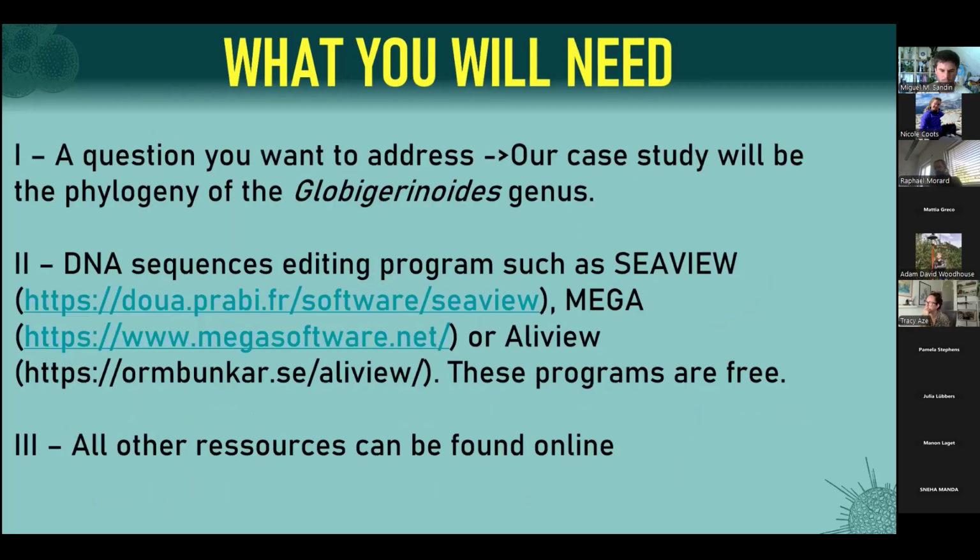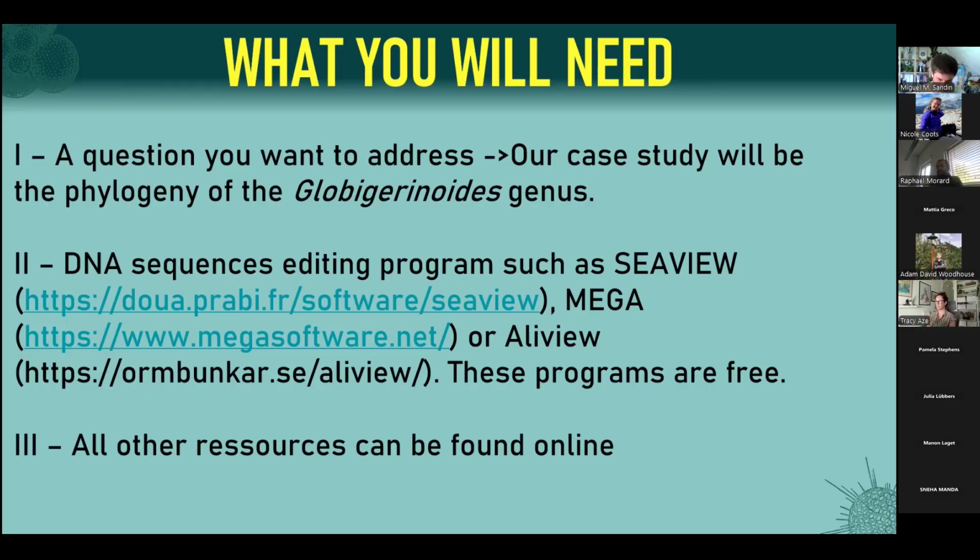So what you will need yourself to reproduce the exercise at home, or to do your own phylogeny to address your own question, is to first find a question you want to address. It's very important that you want to test a hypothesis in particular, and it's really your starting point. And for this workshop, we are going to take the case study of the phylogeny of the Globigerinoides genus.